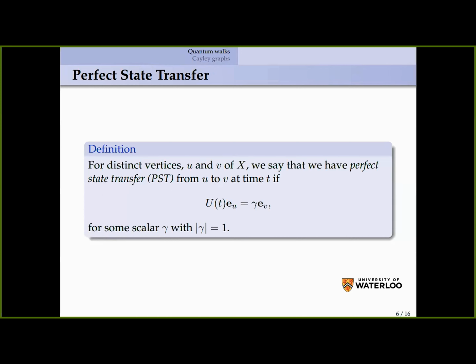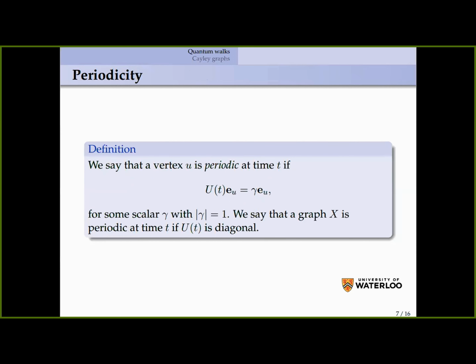But if a similar thing happens where we start at a vertex u and we return back to vertex u at some time t with probability 1, then we say that u is a periodic vertex at time t. And if this happens at every vertex in the graph at the same time, then our transition matrix is going to be a diagonal matrix. And in this case, we say that the graph is periodic.